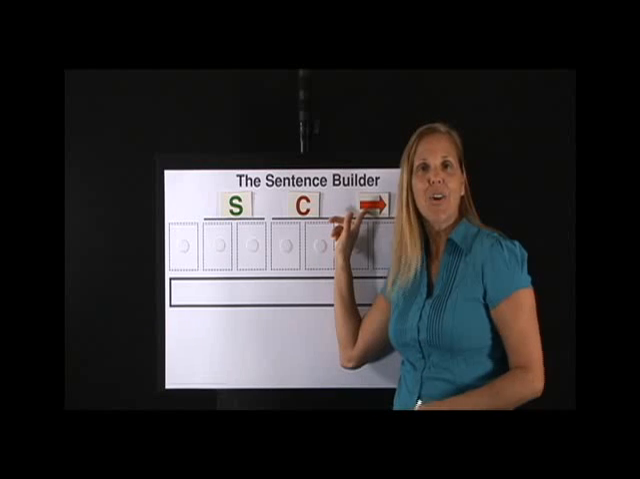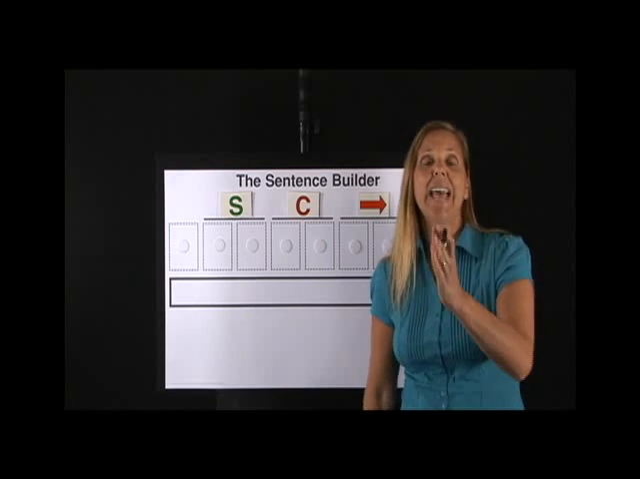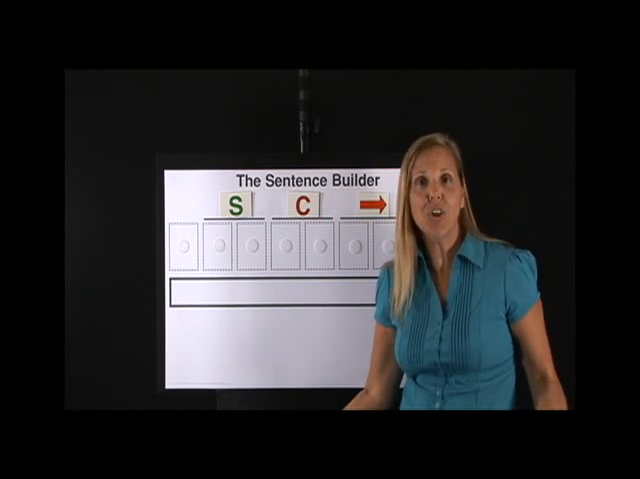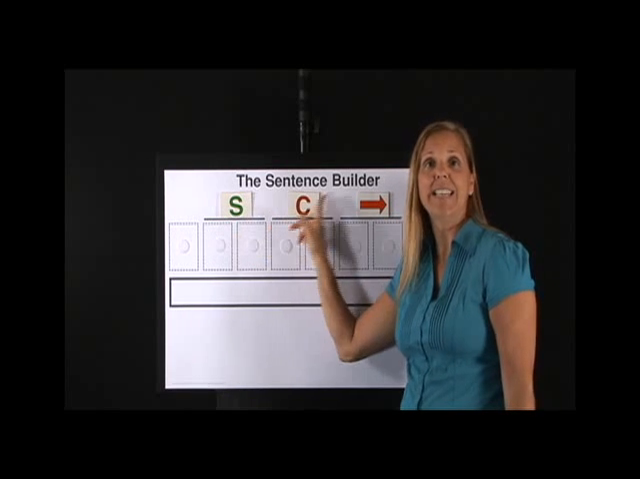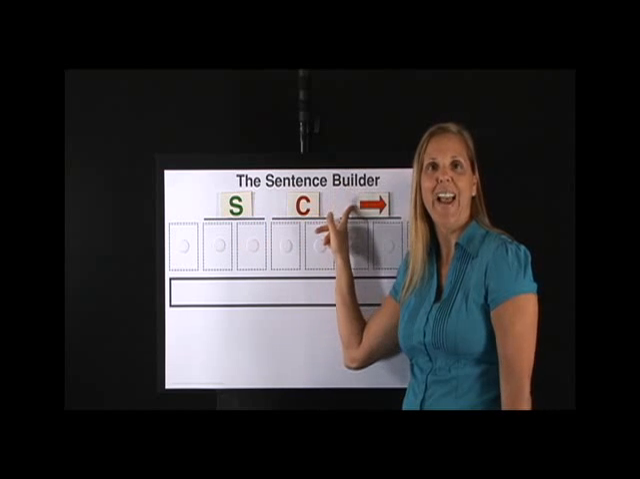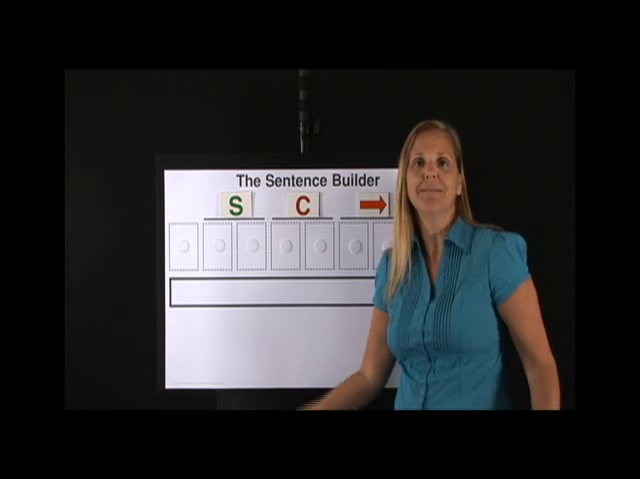And then the last card is an arrow. That means action. What's the character doing? So now let's go back to the whole secret formula. S, C, arrow. Setting, character, action. Now we're ready for step 2.